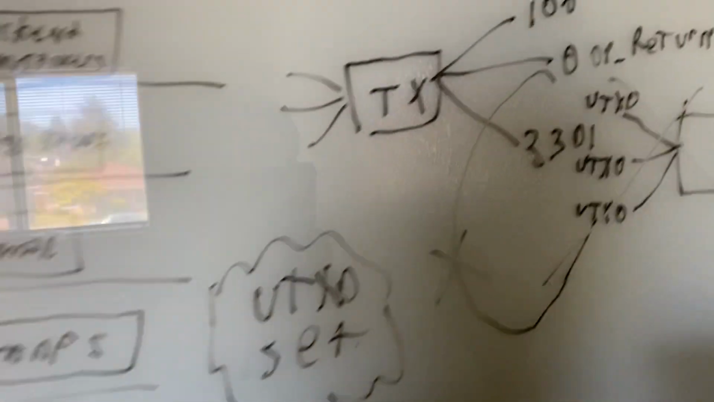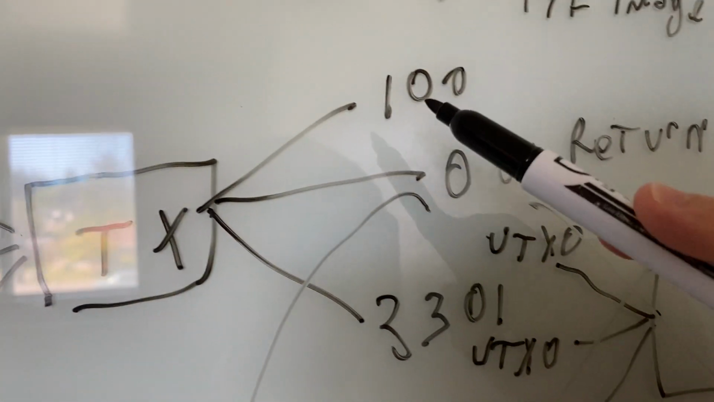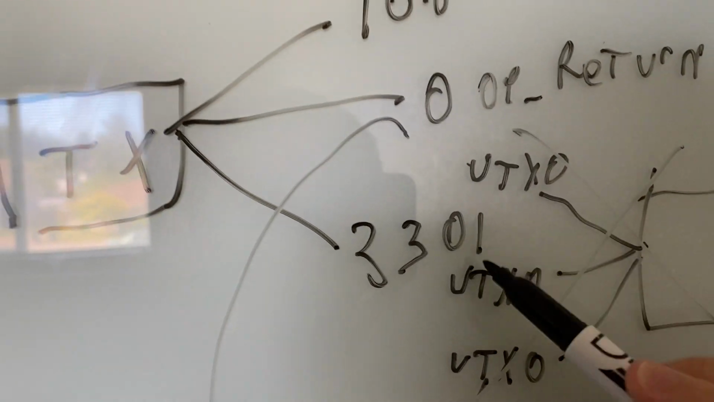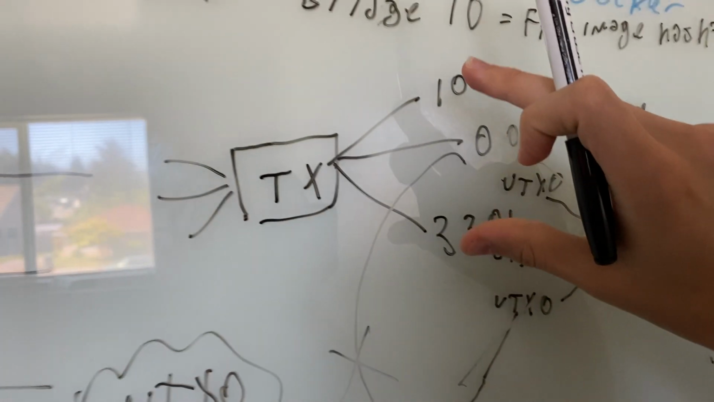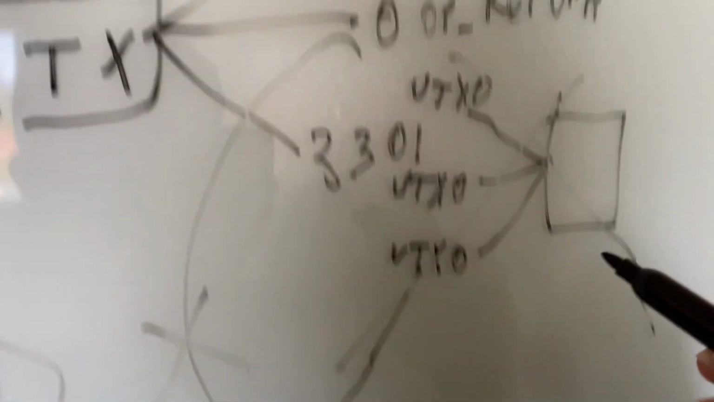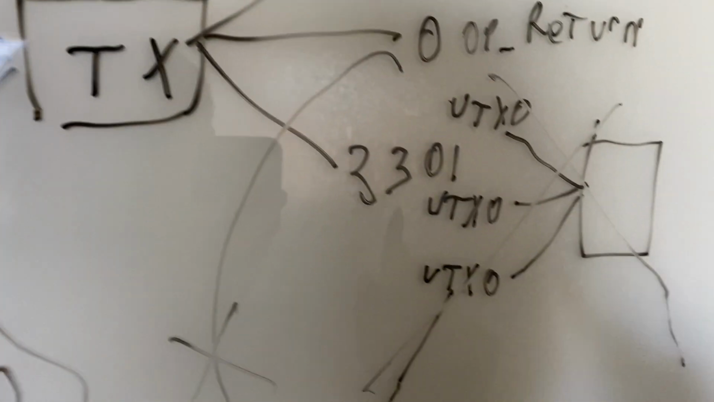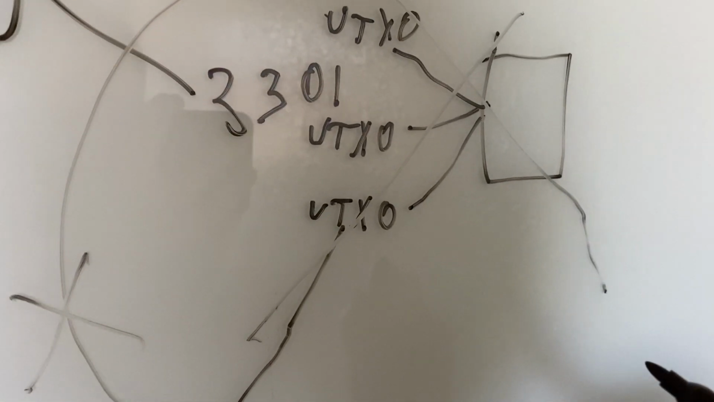So what I could do, I could take this output for 100 Satoshis, and I could take this output for 3301 satoshis, and those are valid as entries in the UTXO set. So then some other transaction could come along and it could spend the 3301 or it could spend the 100, and that's perfectly fine. That's what we do all the time.